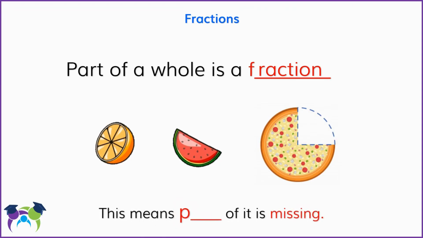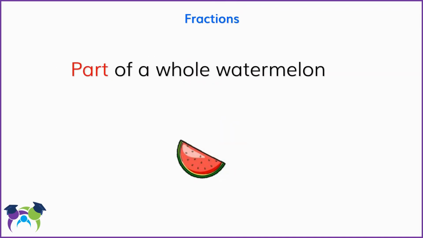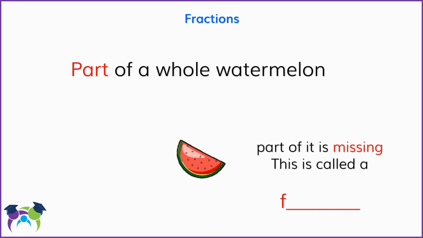Here we have fractions of pieces of food. This means... What's the missing word? This means part of it is missing. It's not the whole. This is one... something beginning with a W. Of a watermelon. This is one whole watermelon. Here we have part of a whole watermelon. Part of it is missing. This is called a fraction.